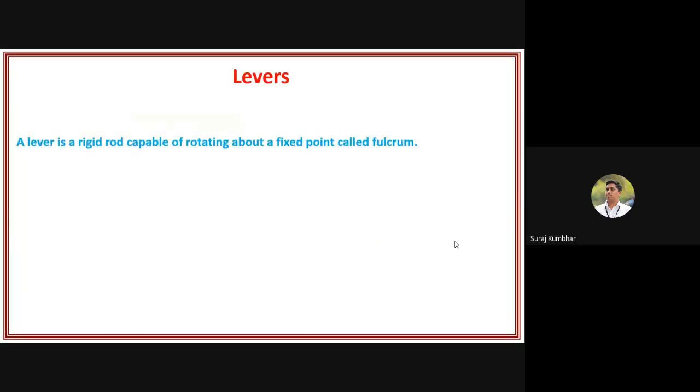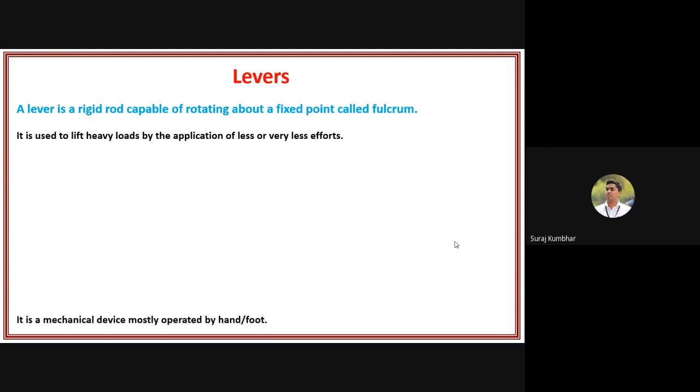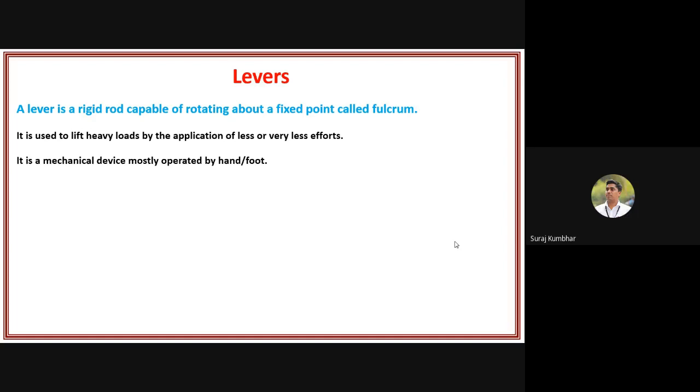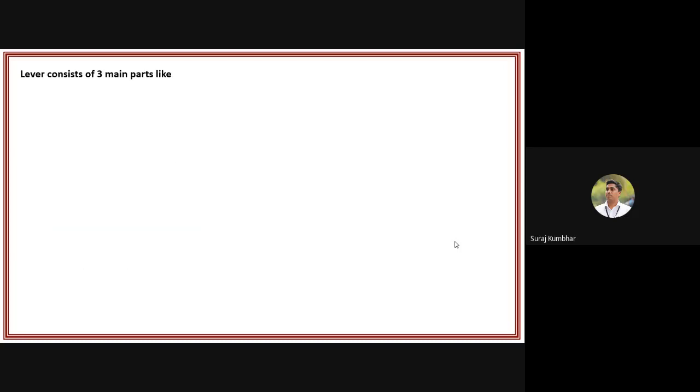Levers means it is a rigid rod which is capable of rotating about a fixed point, and that fixed point is called a fulcrum. It is used to lift heavy loads by the application of less or very little effort. These are mechanical devices mostly operated by hand or foot. Here is the diagram: the fulcrum, effort, and the load. These three things are the most important. Here is an example of a lever. Already we have seen all these things.